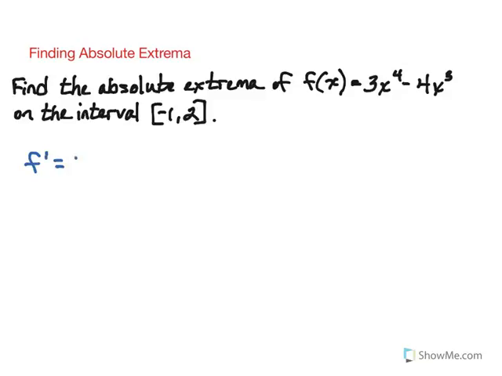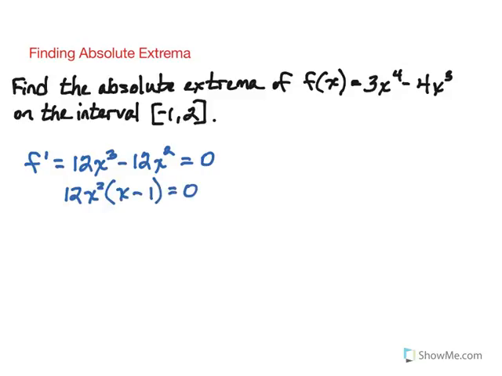So let's go ahead and find the derivative of this. And we'll set it equal to 0. Because it is a polynomial function, there is no place that the derivative will be undefined, so we don't have to worry about that. We'll go ahead and solve this out by factoring out a greatest common factor. And we find that our critical numbers, we have two of them, x equals 0 and x equals 1. These are our critical numbers.